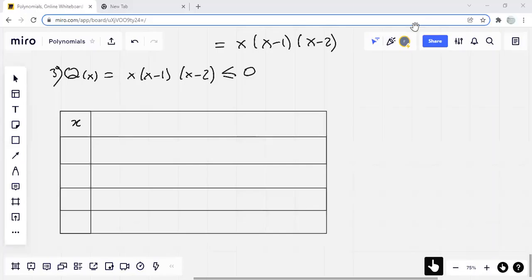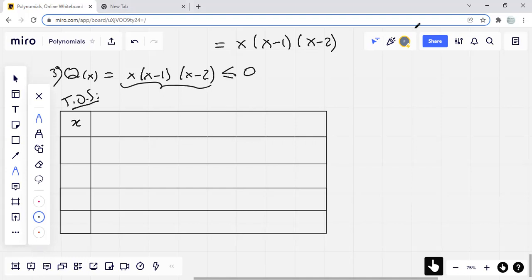Okay, so to solve this part, we'll use this table called the table of sign. Okay, table of sign. And when we want to solve such a question, Q of X is less than or equal to 0 or greater than or equal to 0, we always have to use the factorized form of Q of X. Using the expanded form, we cannot solve this part. So we start by x.